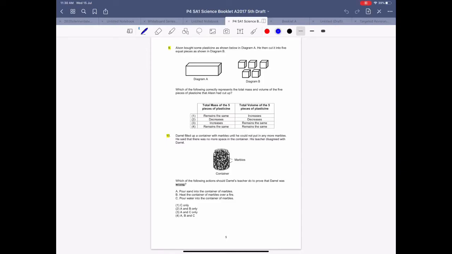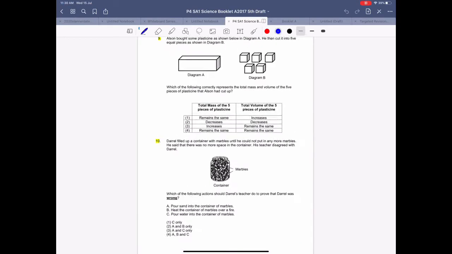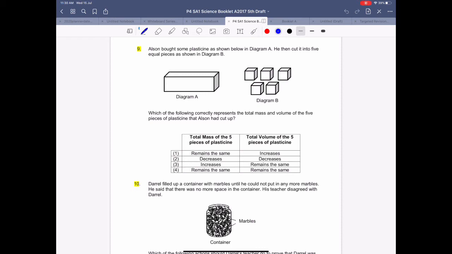Okay, so this is actually on your practice paper. We're going to continue with question number 9. Remember the last time I told you, when doing any questions, you want to be able to identify the topic and then after that the concept. So let's take a look. First step is to read the question like what I've told you previously.